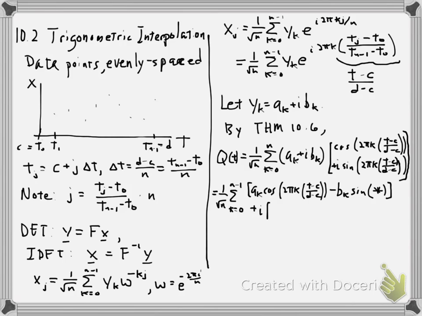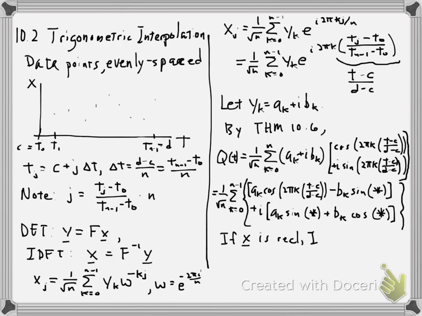I times, and this is all inside the summation. So let me make it clear that this is all inside the summation. And then we have, so plus I times a sub k sine of the same angle, and then plus b sub k times the cosine of the same angle. Okay? So here I've just split this up into a real part and an imaginary part. And, well, if x is real, the imaginary part of q, which the book calls I of t, is equal to 0.